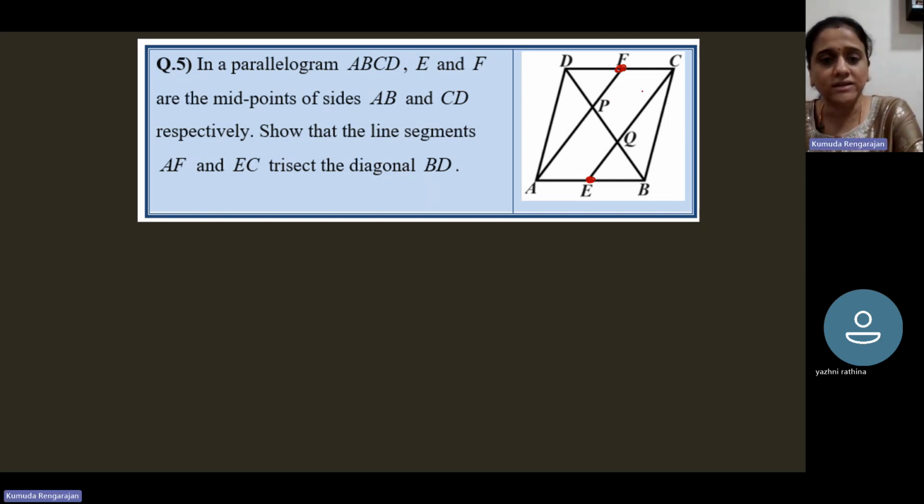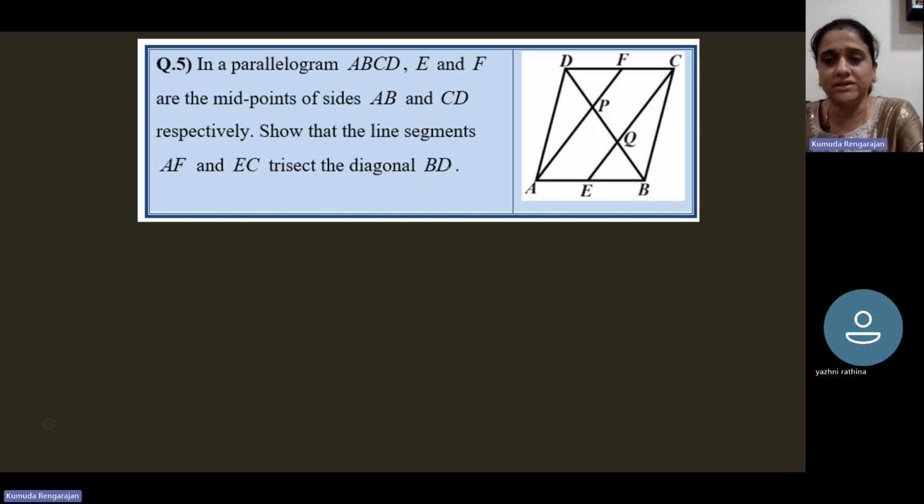We need to show that the line segments AF and EC trisect the diagonal BD. This is the diagonal BD. Trisect the diagonal BD meaning cut the diagonal BD into 3 equal parts. Bisect is into 2 equal parts, trisect is 3 equal parts. So you need to show that DP is equal to PQ is equal to QB.